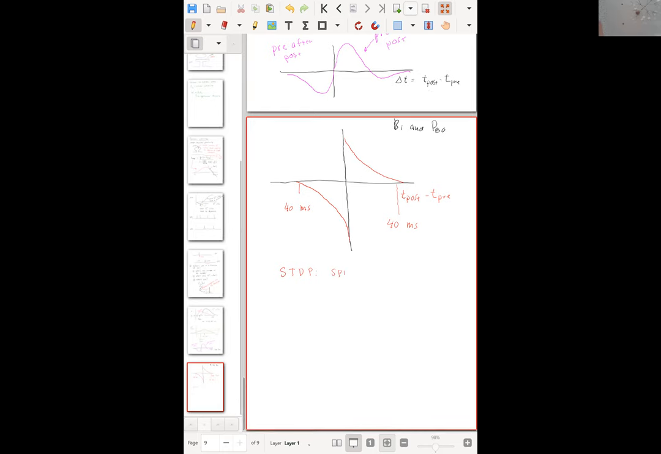Spike time dependent plasticity. Which, if you think about it, is an odd name, because spike time dependent plasticity refers to this particular shape. But this isn't always what's found. There are lots of things that are found. Sometimes it doesn't have this causal shape.